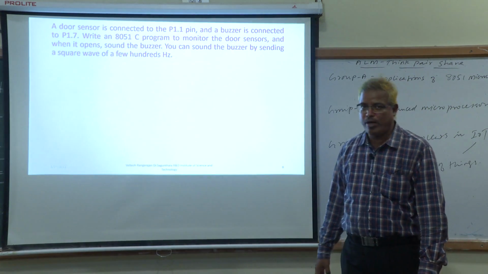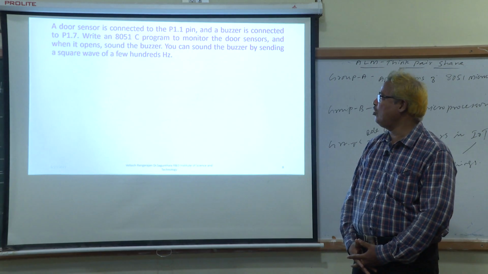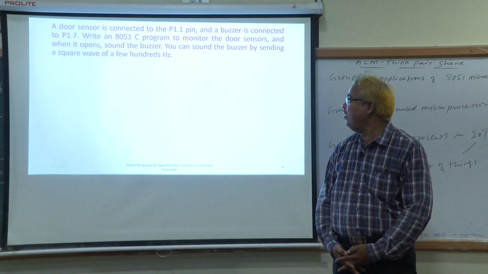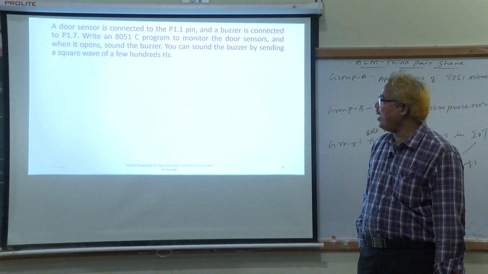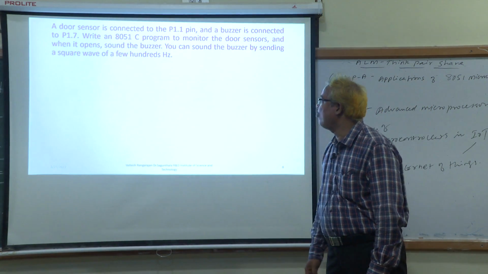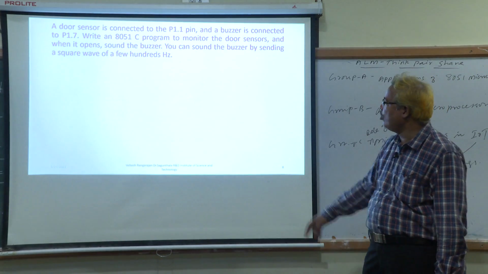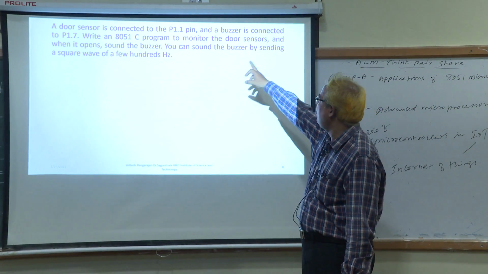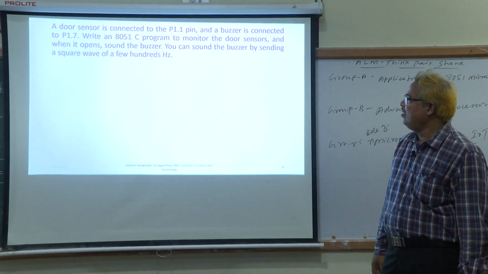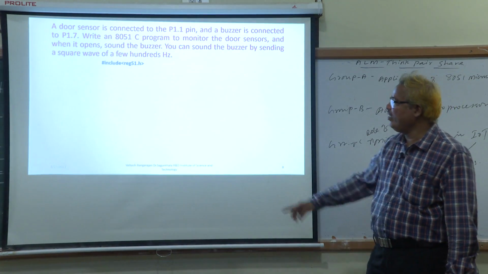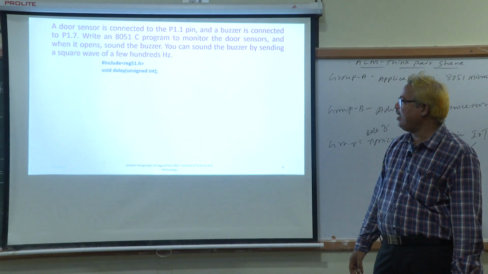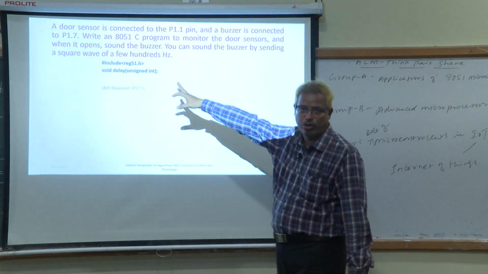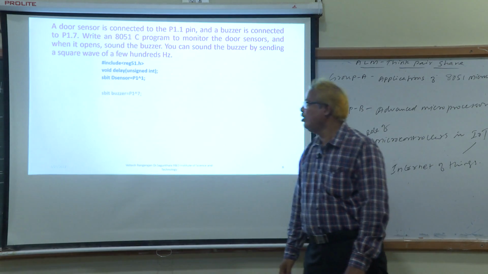Now a program: a door sensor is connected to the port 1.1 pin, and a buzzer is connected to port 1.7. Write an 8051 C program to monitor the door sensor. If the door sensor is activated, that is, when the door opens, then we need to sound the buzzer by sending a square wave. That is the question.